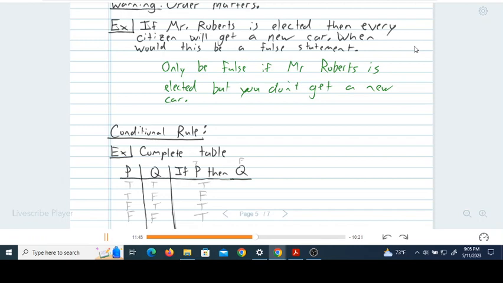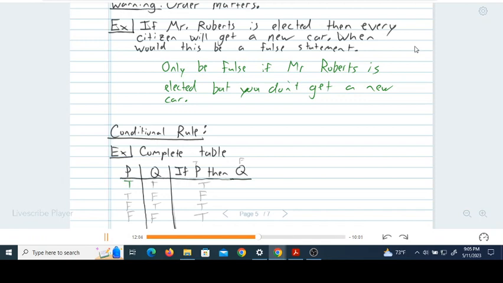Note that if Mr. Roberts is never elected, then the statement is automatically true, and it doesn't matter what follows afterwards. So just a heads up there: the only way it can be false is if the antecedent is true and the consequence is false.